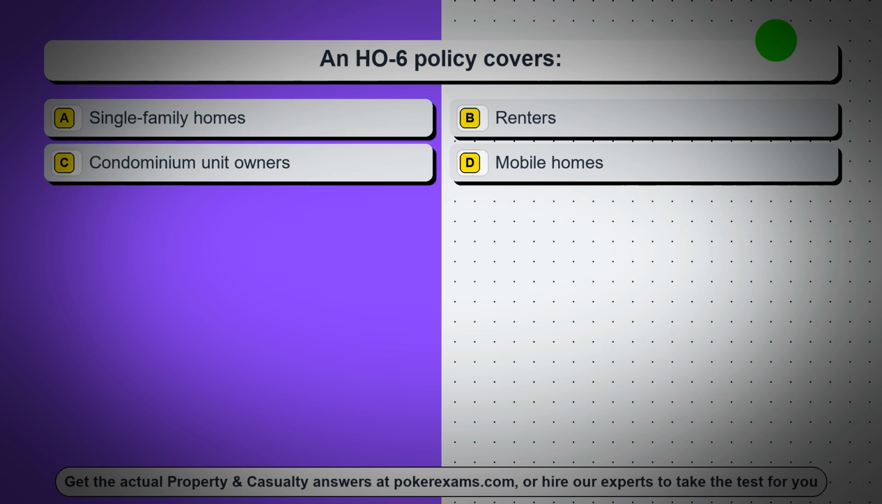Question 26. An HO6 policy covers: Option A, single-family homes. Option B, renters. Option C, condominium unit owners.